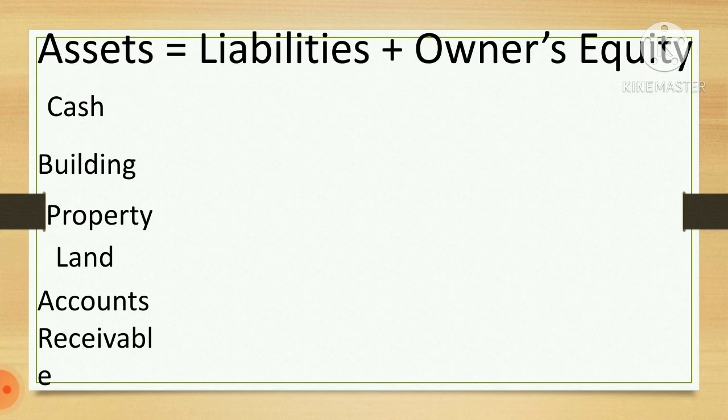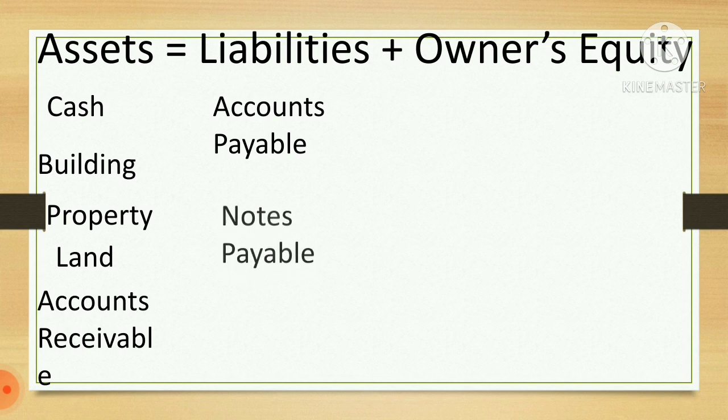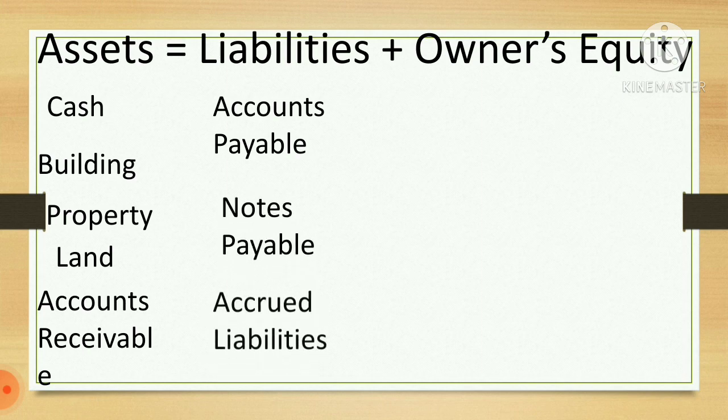Now, what are liabilities? Liabilities are what the company owes or what the company needs to pay, or it's like a debt, or in layman's term, it simply means utang. So what are examples of liabilities? So we have accounts payable, notes payable, and we also have accrued liabilities.